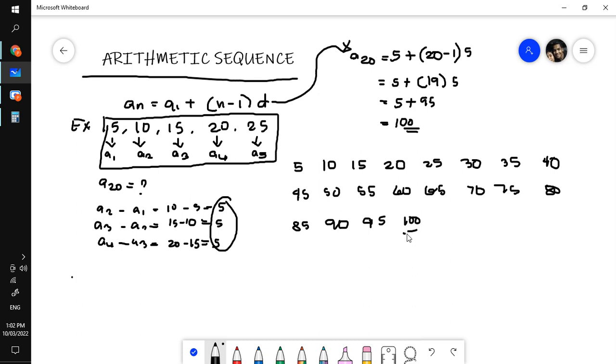Now let's count if 100 here is the 20th term. 1, 2, 3, 4, 5, 6, 7, 8, 9, 10, 11, 12, 13, 14, 15, 16, 17, 18, 19, and 20. So you see, whether you will be using the formula or whether you will manually compute that one by adding the difference or the common difference, you will still get the same answer.